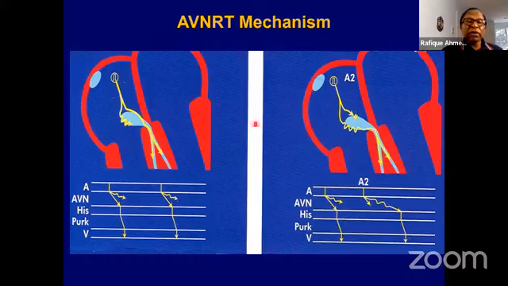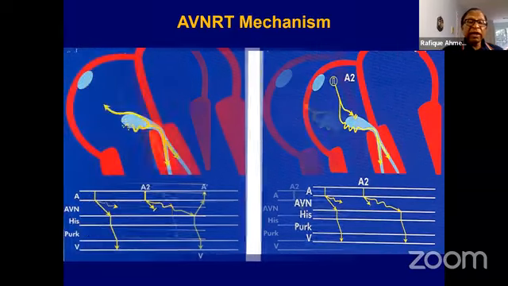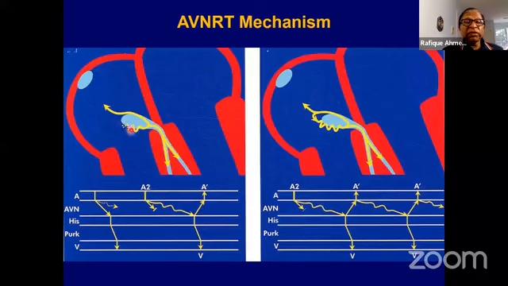So in AV node reentry, what happens is that there is a slow pathway in the AV node and a fast pathway. Electricity can go down the slow pathway and then it blocks in the fast pathway, nothing happens, it takes a long period. But if the electricity goes down the slow pathway and comes back to the fast pathway and the pathway is now open, it can go round and round. So it will come back through the fast pathway and go round the slow pathway slowly and come down to that.